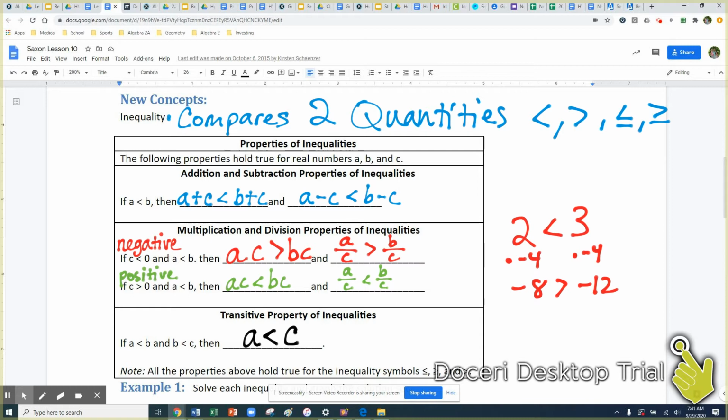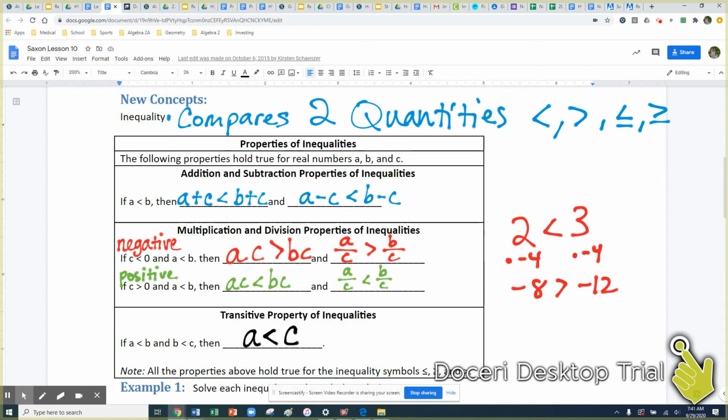So a couple of properties. The big one is just when we multiply and divide by a negative, that sign is going to flip. So you're going to probably see that in your Delta Math. If you get it wrong, you're like, why am I getting this wrong? I'm doing all the algebra correctly. Well, if you ended up multiplying or dividing by a negative, that sign is going to flip the other direction.